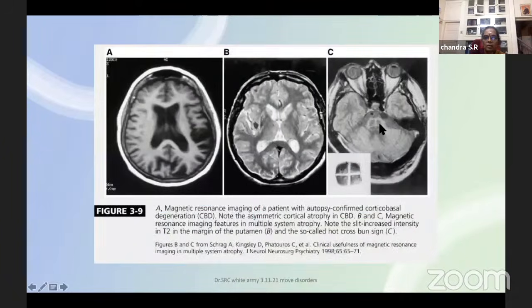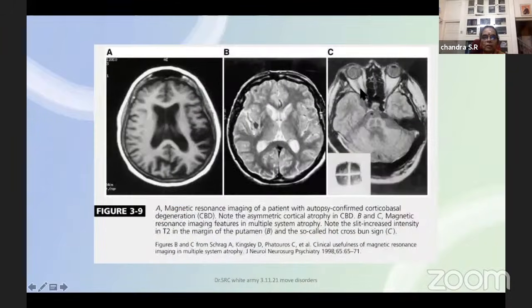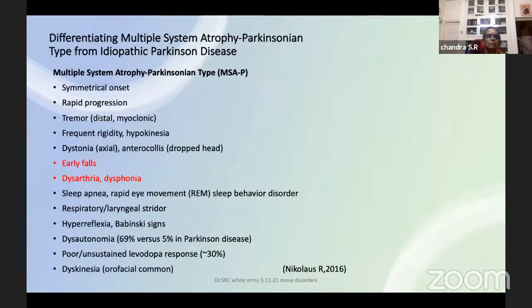This is the hot cross bun sign you find in MSA-C, hot cross bun appearance in the pons, and MSA-P is the striatal sign. You see the putamen hyperintensity, that is MSA-P. And you have got so many points in favor of MSA-P.